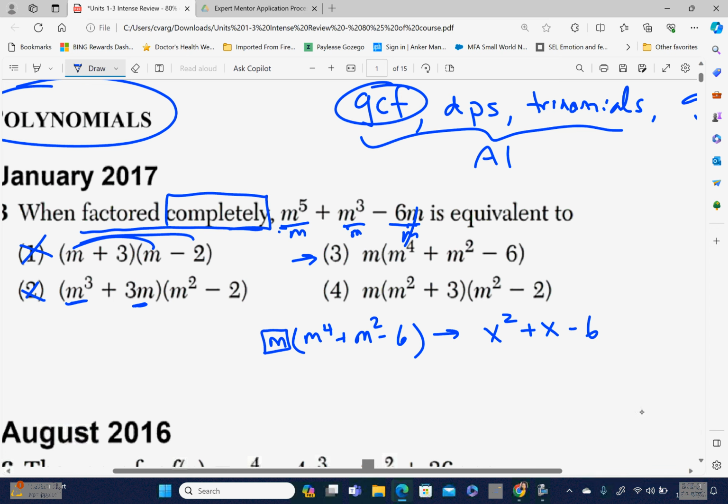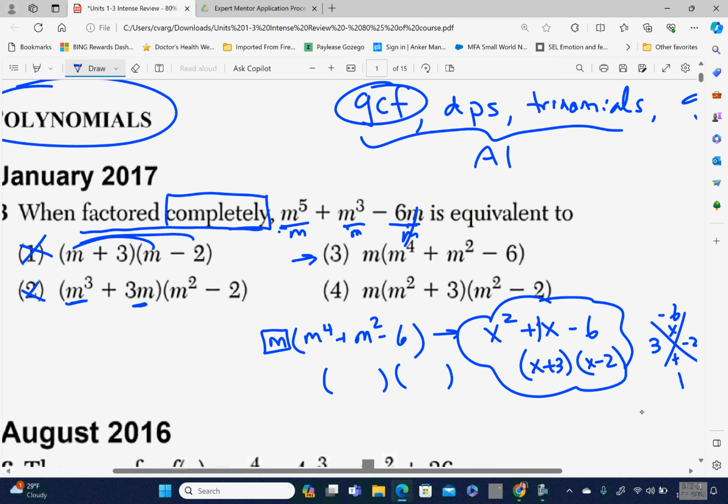This is pretty straightforward, right? We're looking for two numbers that multiply to give us negative 6 and add to give us 1. There's an imaginary 1 right here. So that's going to be 3 and negative 2. If I were to factor this simpler problem, I could do this as x plus 3 and x minus 2, and then I'd be done. So how does that apply to what we're doing right now? Remember, our m comes straight down, and then instead of our x, let's plug in m squared. So we have m squared plus 3 and m squared minus 2, which is what answer 4 says.